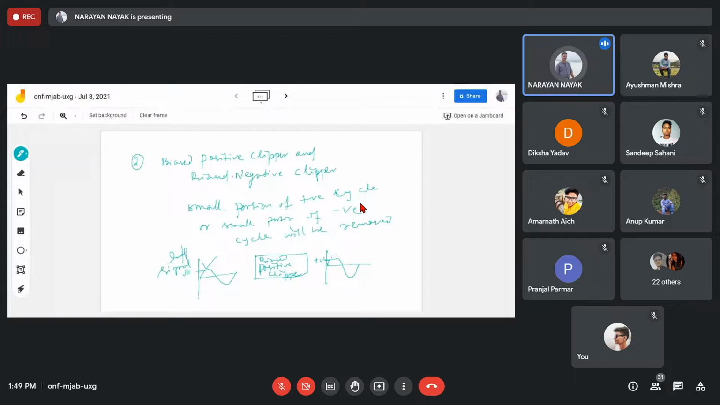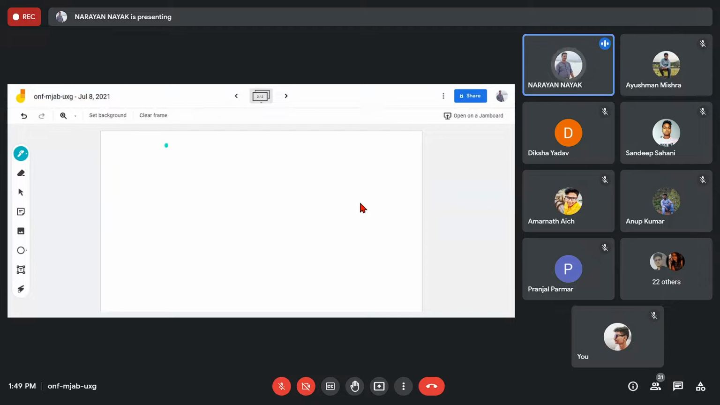Let us say this is your plus Vmax and this is your minus Vmax. You get minus Vmax on the negative side, but on the positive side, instead of getting Vmax, you are getting V. Means your signal will be like this. Clear?